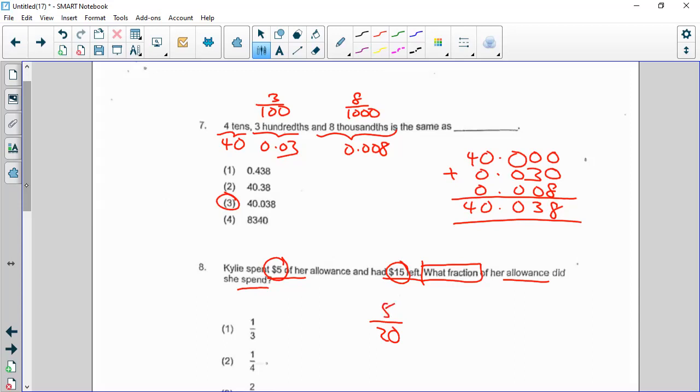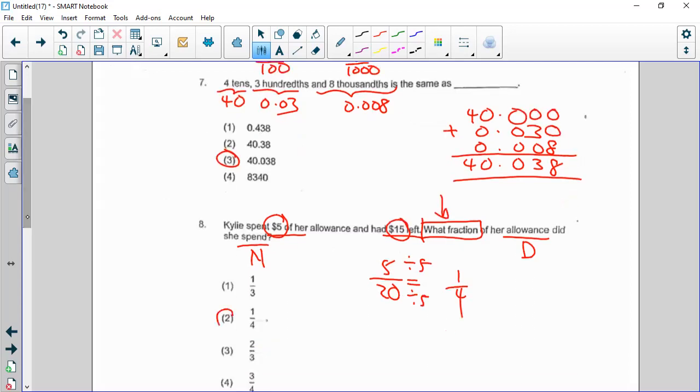So you must know how to get your fraction. So when you see what fraction, when you see these two words, then how do you get your fraction? The first group or the first number is your denominator. The second group or the second number is your numerator. Once you get your fraction already, then simplest form. So divide by 5 and divide by 5, you get 1/4. So she spent 1/4 of her salary. So answer number 2.